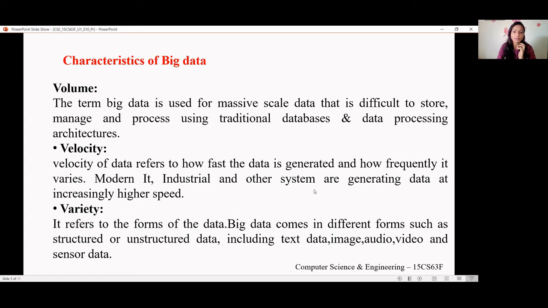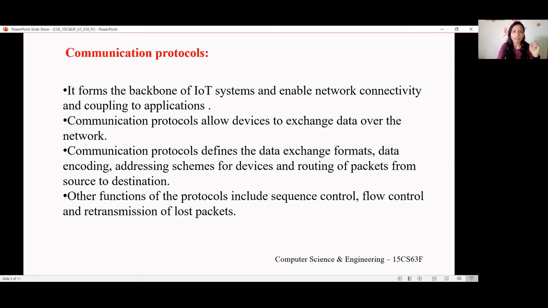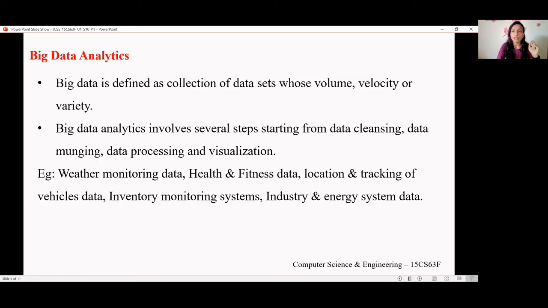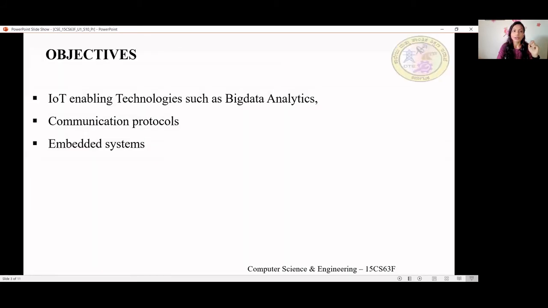What is it? Type of data. So you will have different types of data in big data, different variety: image, audio, video, or sensor data. Okay. So any doubts in big data analytics? This is one of the IoT enabling technologies.